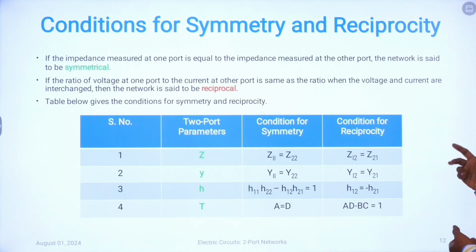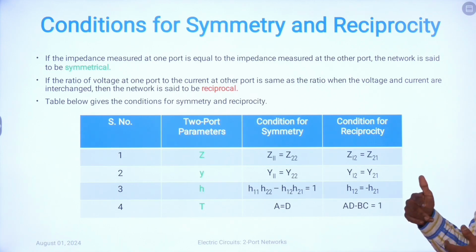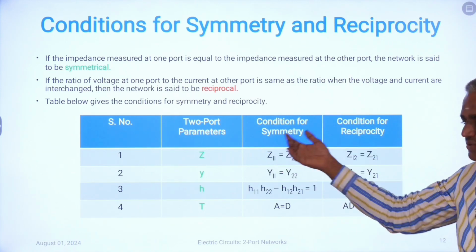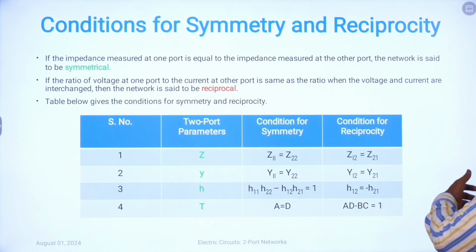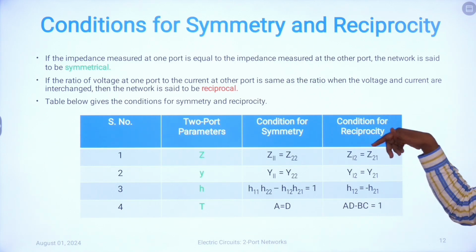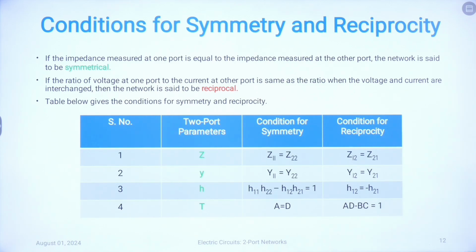So this is the condition for symmetry and reciprocity. What is symmetry? That is very, very important. That was the first point. I am talking about a two port: the impedance measured at one port will be equal to the impedance measured at the other port. When it is equal, it is called symmetrical.